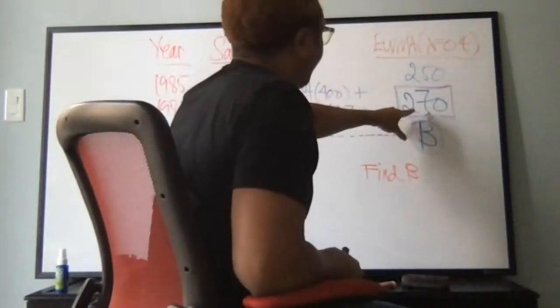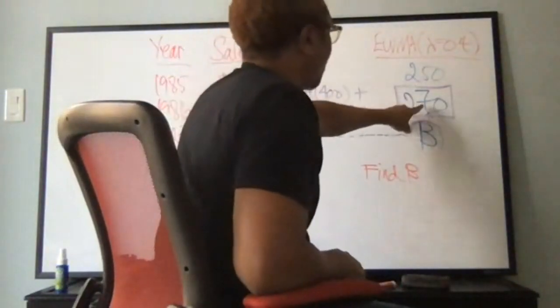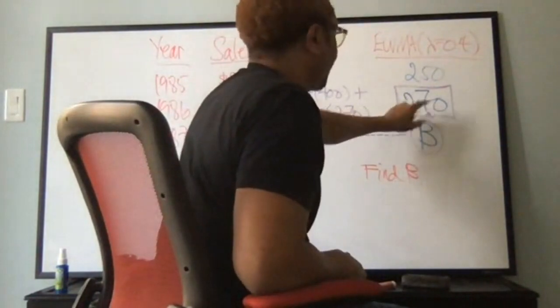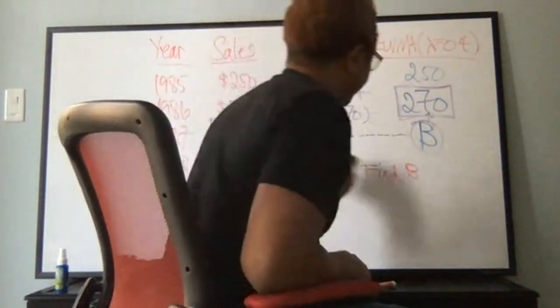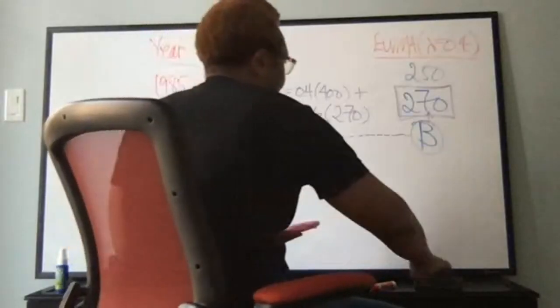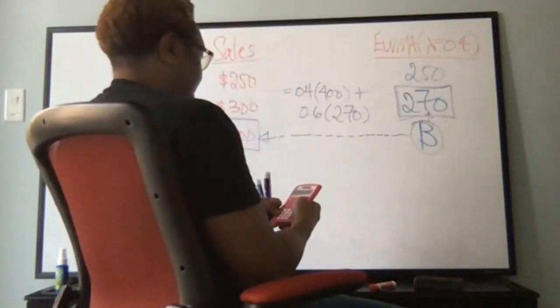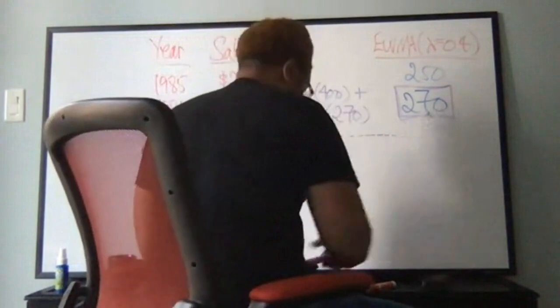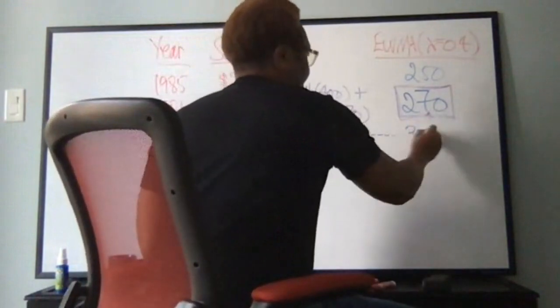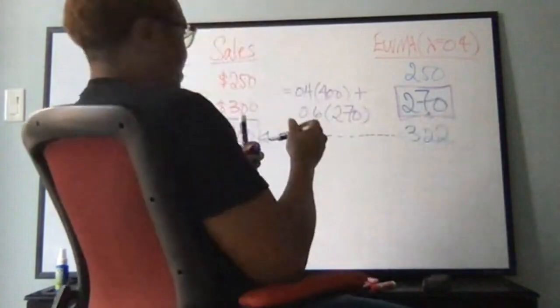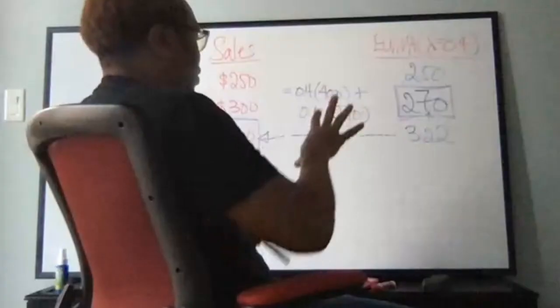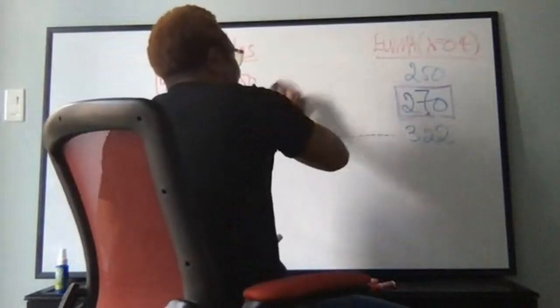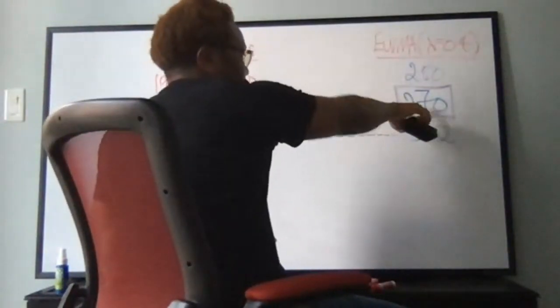This 270, yeah, this is a good problem. Where did this answer come from? Where did that 270 come from? It came from doing, well, let me figure out what this is first. 0.4 times 400 plus 0.6 times 270. Okay, so here, I just did this, and I'm getting 322. That's what I got. Okay, you got that? Okay, good. So according to what we just did, explain to me where this 270 came from.